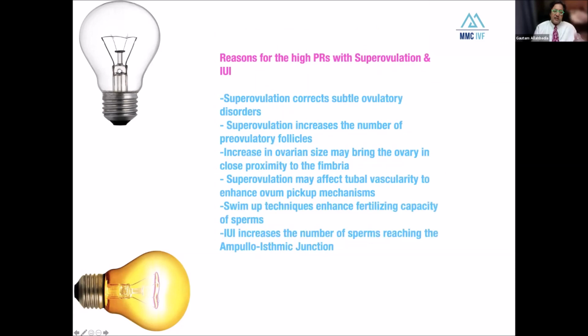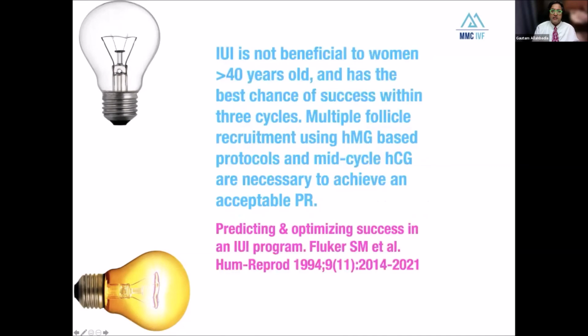So what are the reasons for these high pregnancy rates when you use fertility injections with IUI? The increase in ovarian size brings the ovary closer to the fimbrial end of the fallopian tubes. And the swim-up techniques enhance the fertilizing capacity. IUI increases the number of sperms reaching the mid-ampullary portion and increases the chances of fertilization.